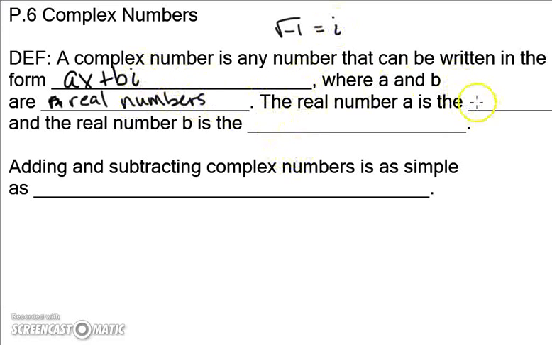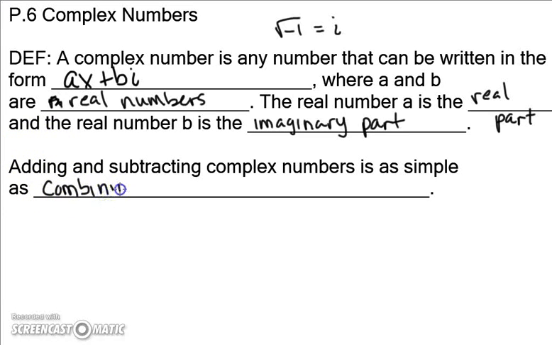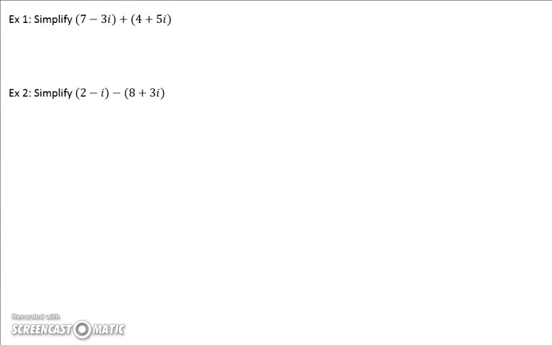The real number a is the real part, and the real number b is the imaginary part, because it has that i attached to it. We're going to do a couple things with complex numbers. The first is adding and subtracting, and that's just as simple as combining like terms. Just like we would combine like terms with x's and x squareds, we're going to combine like terms with complex numbers. So let's look at a couple real quick examples.